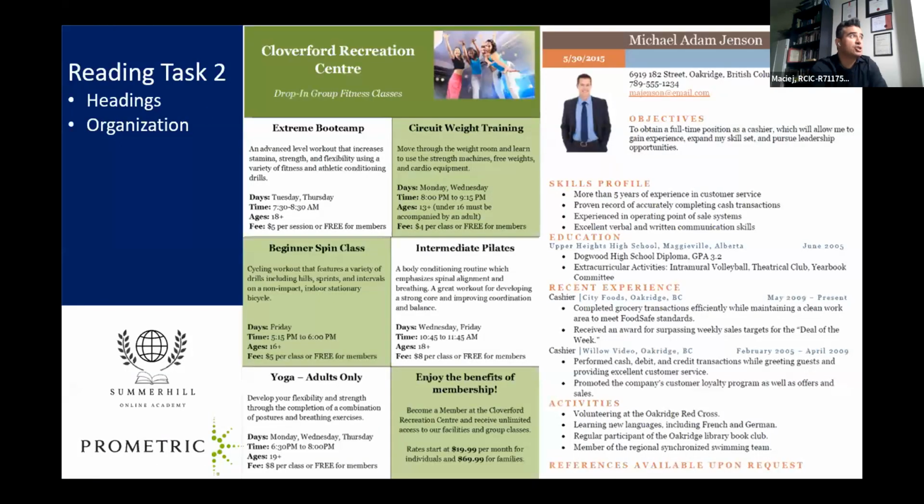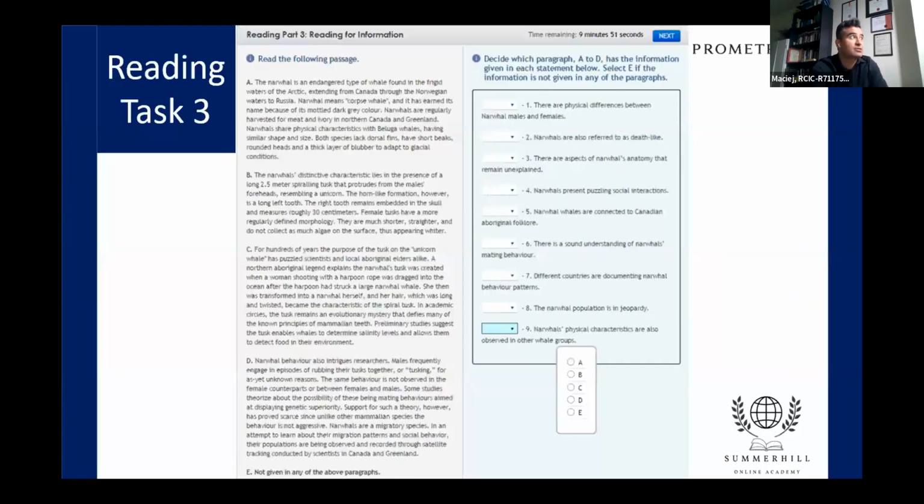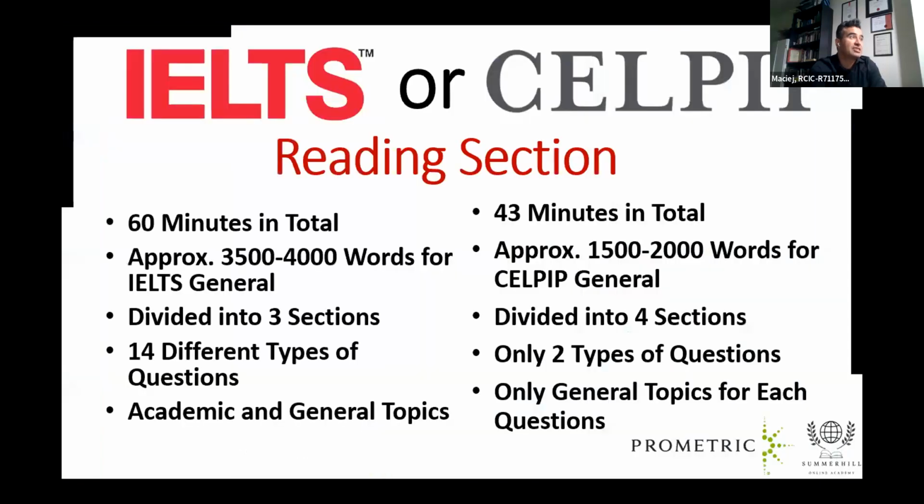With reading task two, it's a pamphlet or resume. You're basically looking for the headings. You're looking for the organization. You're mostly just skimming and scanning for these tasks. You're not even actually reading. It's all about skimming and finding the right answer. For reading task three, this is where you're matching. You're reading for information and you're matching between A, B, C, D, E. Again, you always have an option here.